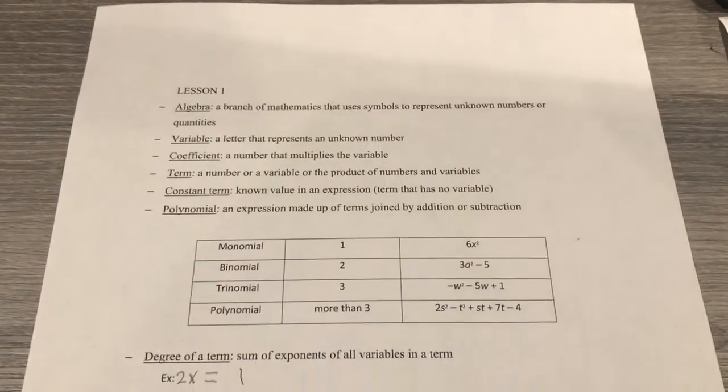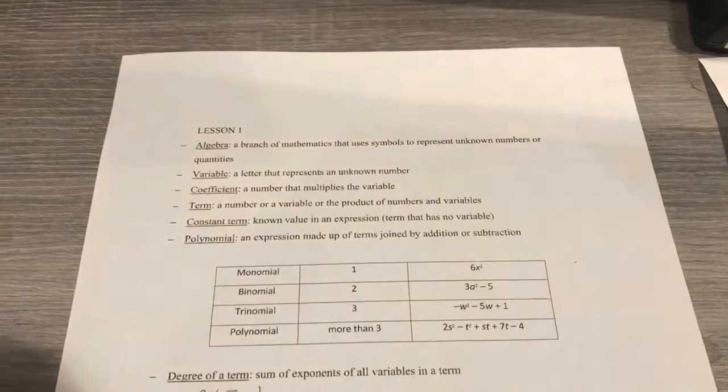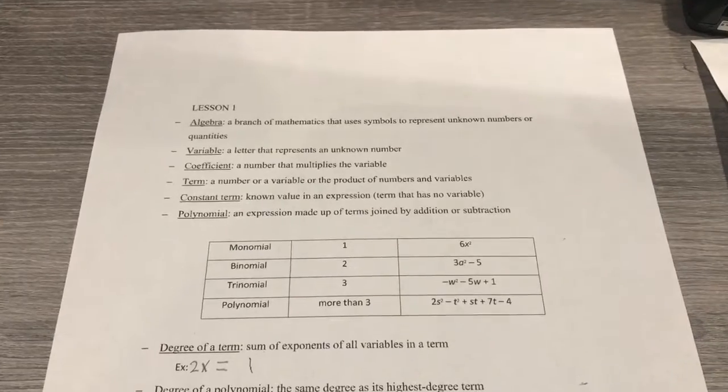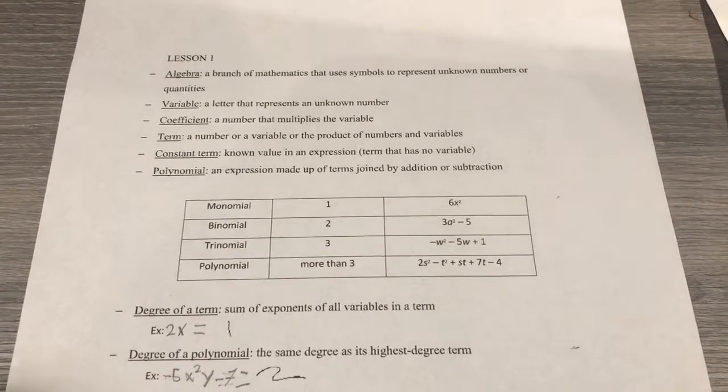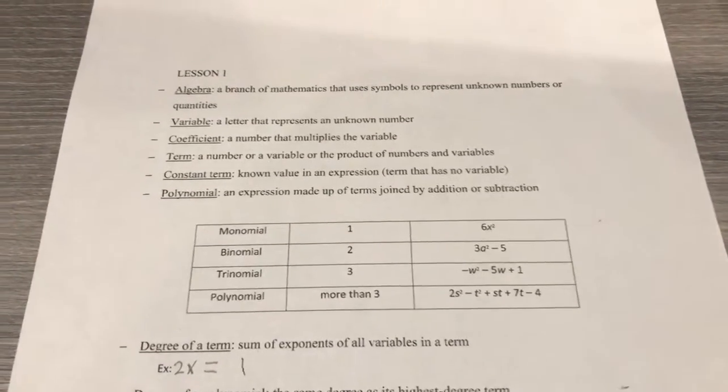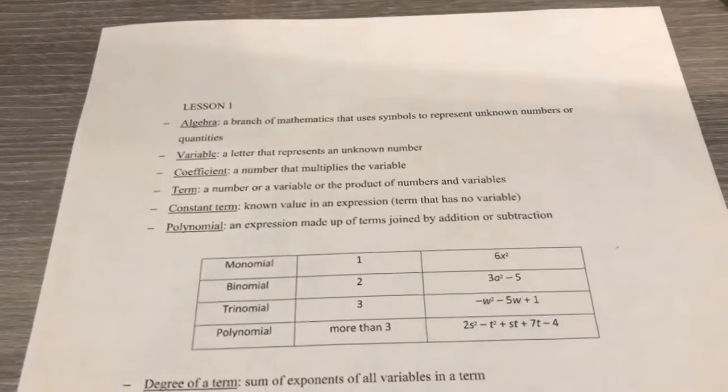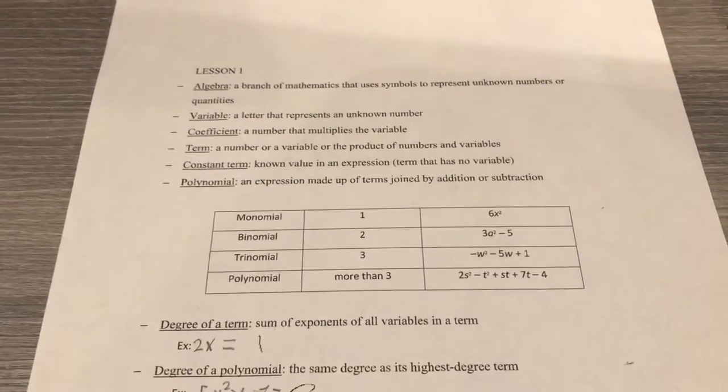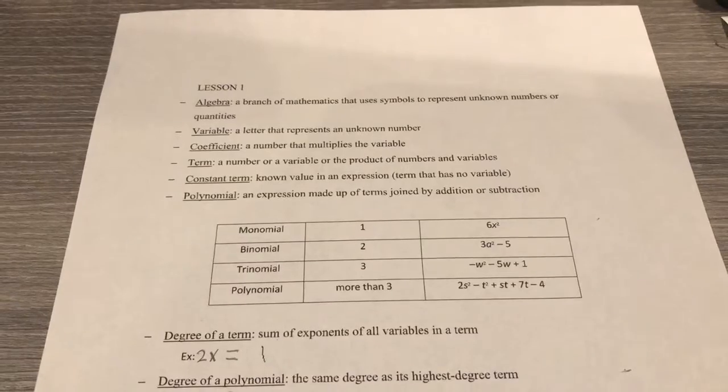In lesson 1, we learned about a bunch of things. First, we learned about algebra, which is a branch of mathematics that uses symbols to represent unknown numbers or quantities. Second, variables, a letter that represents an unknown number. Third, coefficients, a number that multiplies the variable.